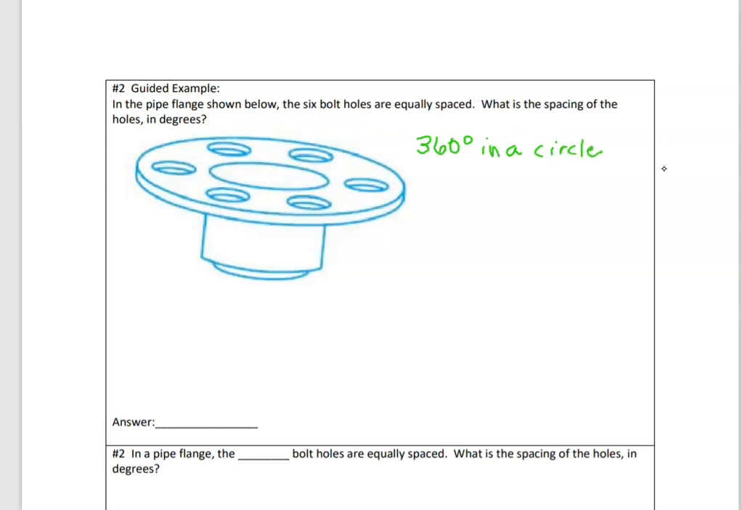So, if these holes are divided evenly among the circle, and there are 6 of them, I should just be able to take 360 divided by 6, and that's going to get me 60 degrees. And so, what is the spacing between the holes? 60 degrees.